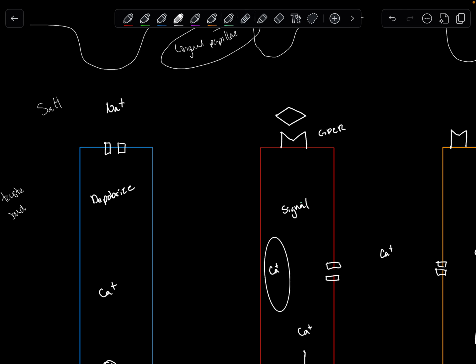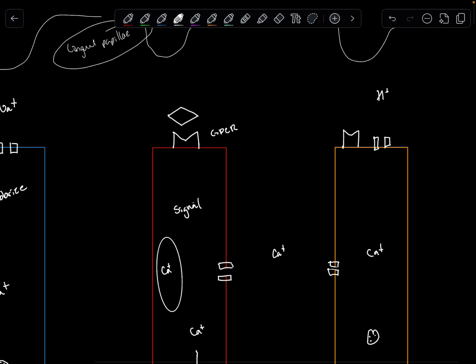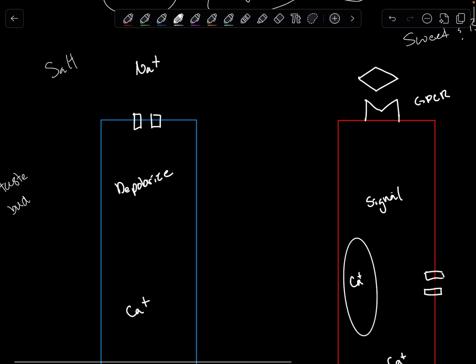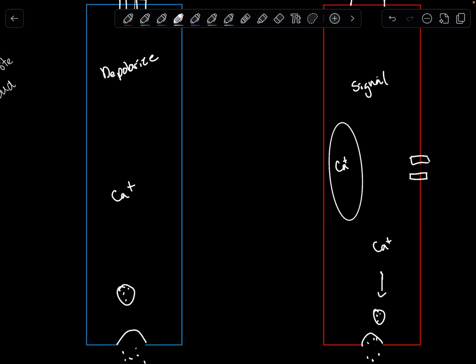Second one is for sweet and bitter. Third one is sour. So basically what happens? Salt consists of sodium or potassium. Sodium will enter the cell, which will depolarize the cell, which then will open a calcium gated channel, which I don't have drawn, I'm sorry. There'll be a calcium gated channel here and here.